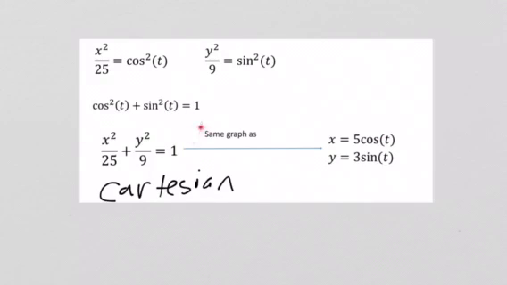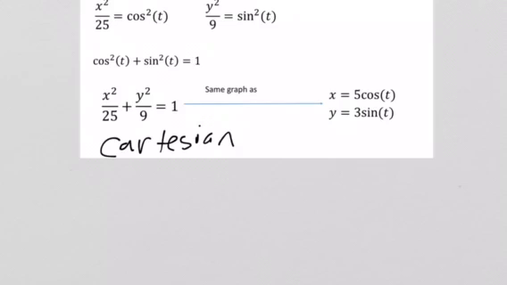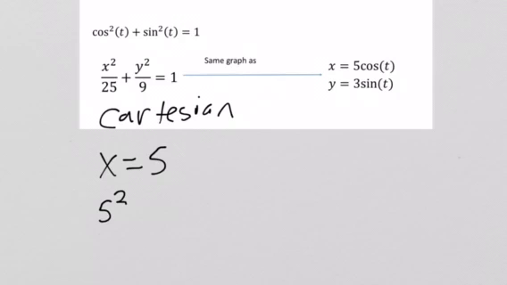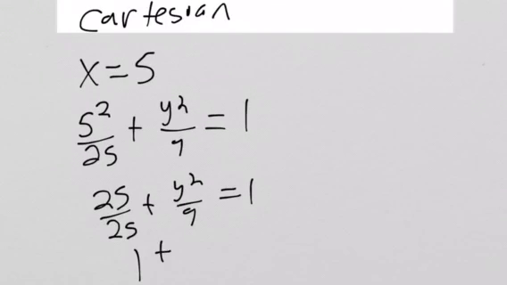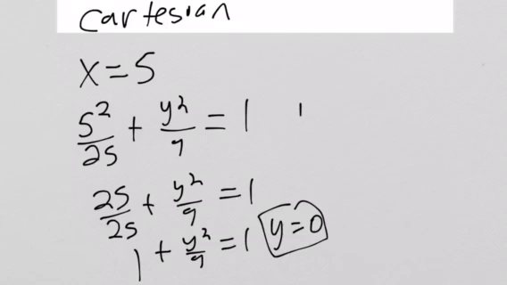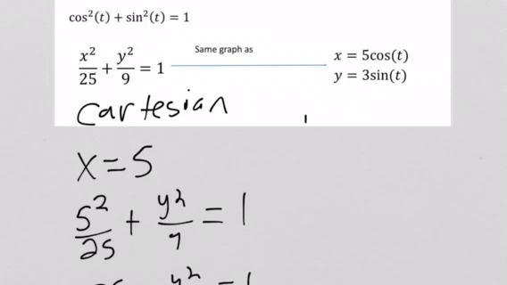Now this is how you learned ellipses last year. Let's mess with this for a sec. What if x equals 5? Well, then we have 5 squared over 25 plus, we're not sure what y squared is, equals 1. Okay, well we have 25 over 25 plus y squared over 9 equals 1. Oh, well this is just 1 plus y squared over 9 equals 1. So what does y have to be for this equation to be true? y would have to be equal to 0. So we have a point at 5, 0.